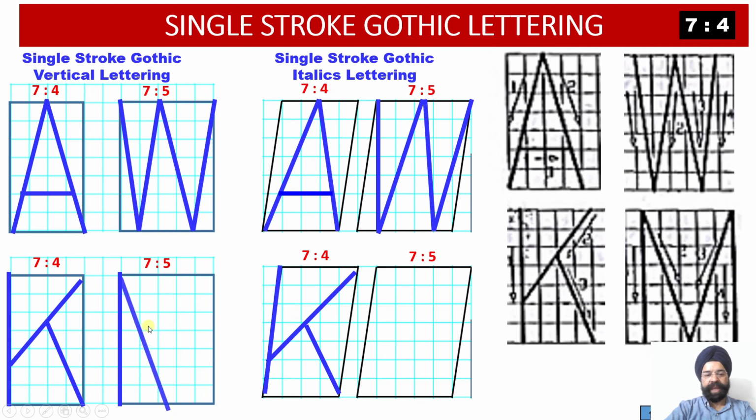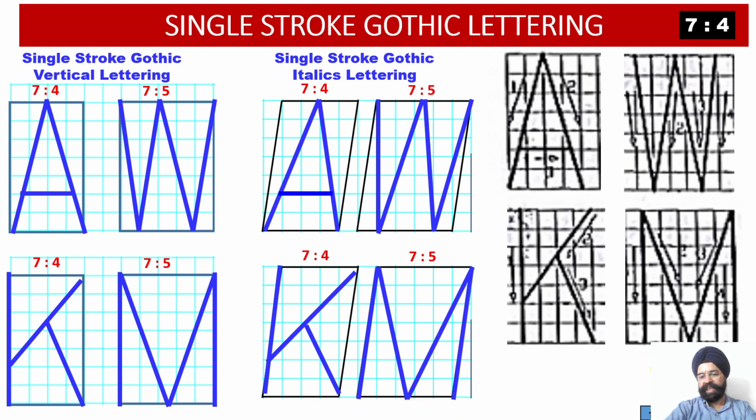So let us write down M. First stroke, second is 2.5 blocks from the bottom, that is the midpoint. Then you go back to the top and then you come back to the bottom. So now we write down the italics M. Just see, 1 block we are moving forward. So this gives us the completion of the alphabet italics capital M. So this is vertical capital M, this is italics capital M.